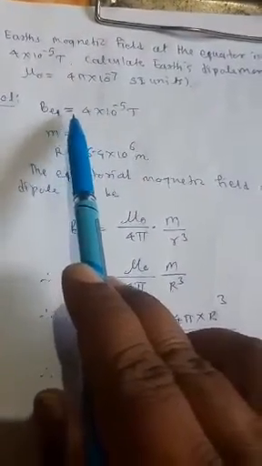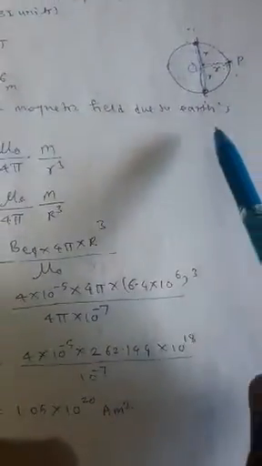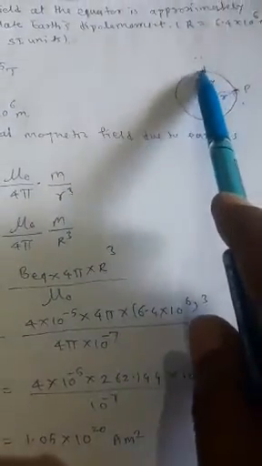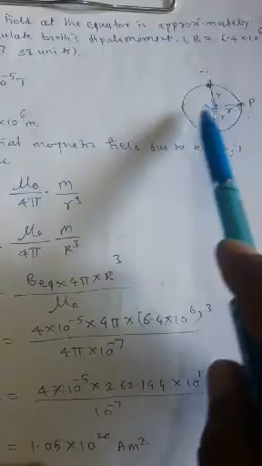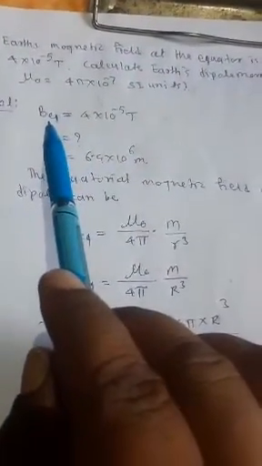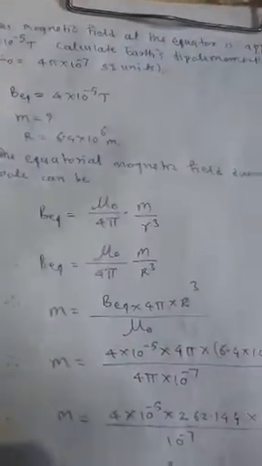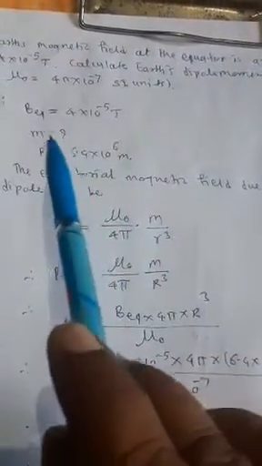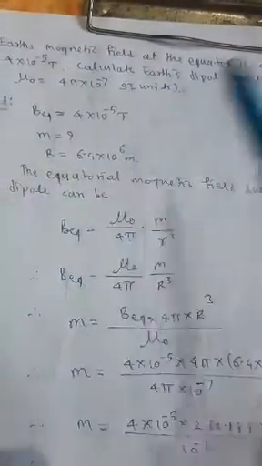B means magnetic field on the equator. As far as this dipole is concerned, this point P is on its equator. Therefore, the magnetic field at point P means the magnetic field at a point situated on the equator. BEQ is equal to 4 into 10 to the power minus 5 Tesla. We have to determine the dipole moment. Dipole moment is denoted by M, and the value of R is given as 6.4 into 10 to the power 6 meter.